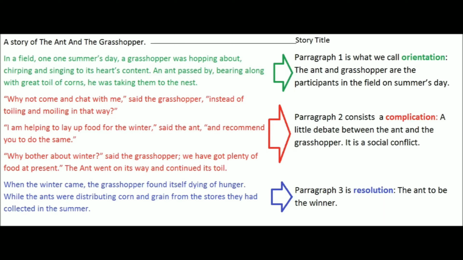The second one, paragraph 2, consists of the complication. This is the rise of the climax, a little debate between the ant and the grasshopper. It is a social conflict. And the last one, paragraph 3, is the resolution. Finally, the ant becomes the winner. This is the resolution of the story.